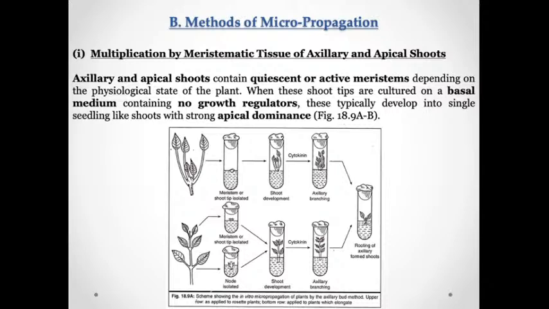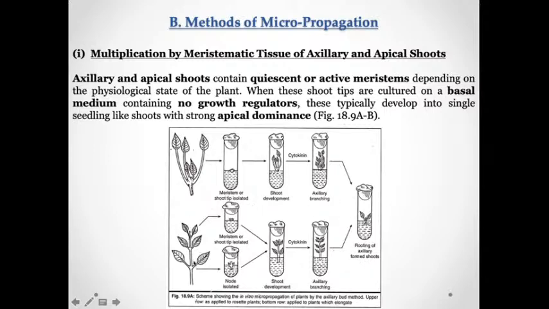Here you can see three schemes showing in vitro micropropagation by the axillary bud method. The upper row is applied to the rosette plant, and the bottom is shown for plants which have elongated. In the rosette plant, you have your meristem shoot tip isolated. Then shoot development occurs. Then you add cytokinin for further axillary branching. Then you root the axillary-formed shoots.